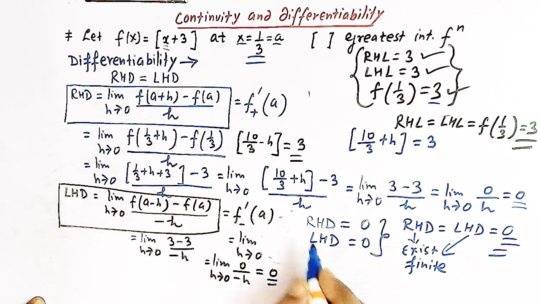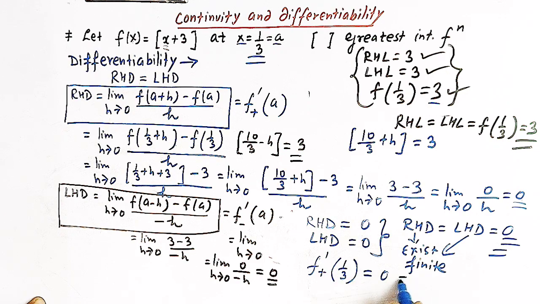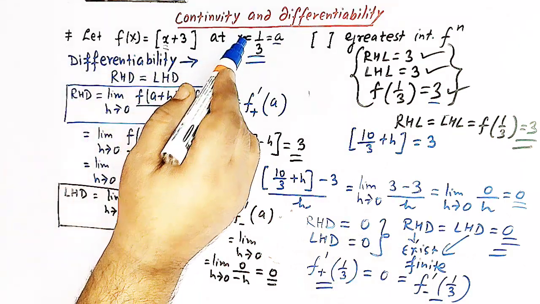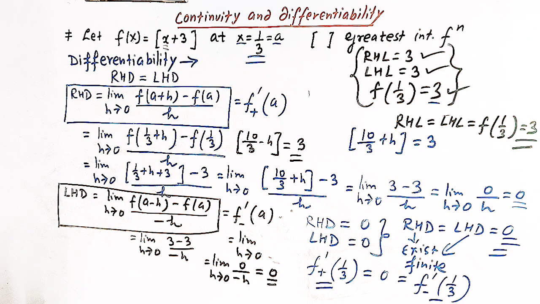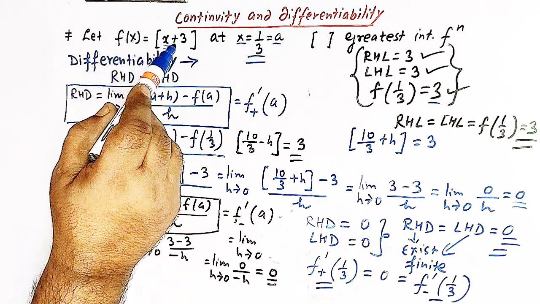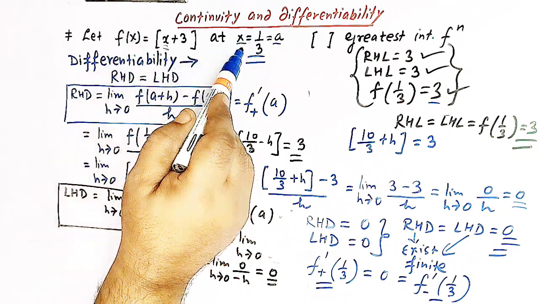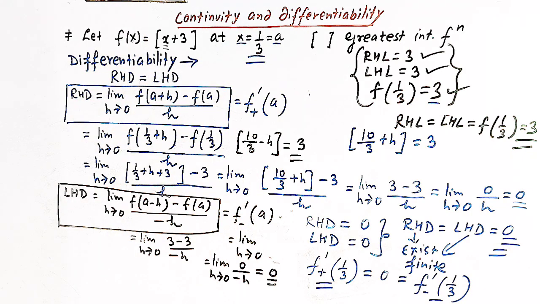We can also write the notation, that is f prime, with a positive sign, at 1 over 3 is equal to 0, which is equal to f prime with a negative sign at 1 over 3. This is the right hand derivative, this is the left hand derivative, and both are equal to 0. So the function is differentiable at x is equal to 1 over 3. From this discussion, we arrive at the result that the greatest integer function, that is the greatest integer of x plus 3, is continuous and differentiable at x is equal to 1 over 3.